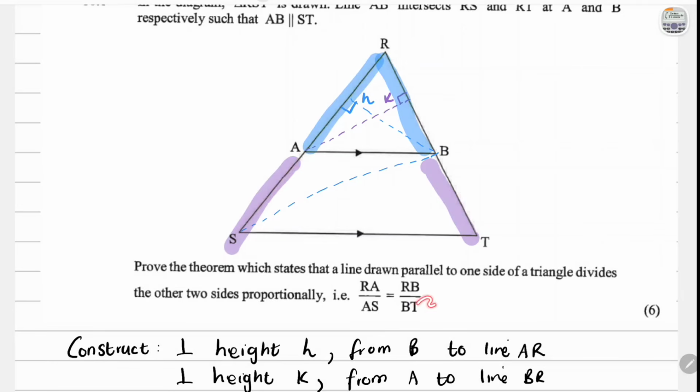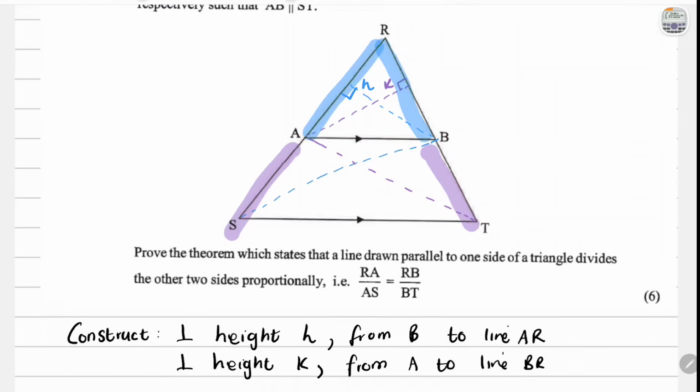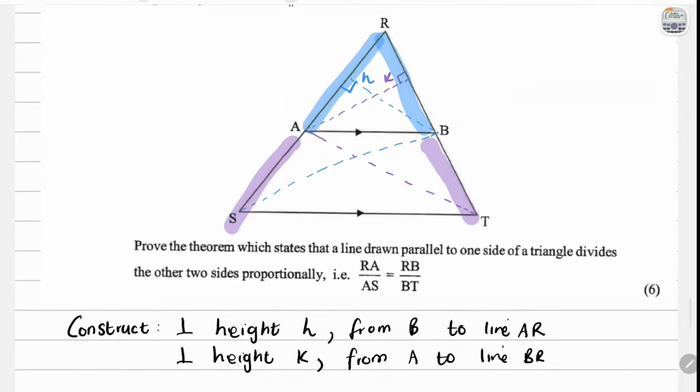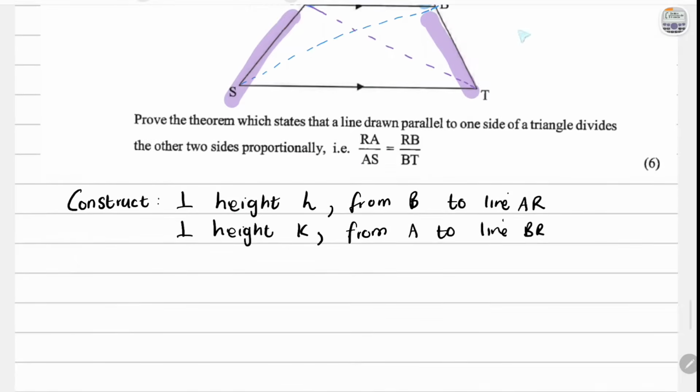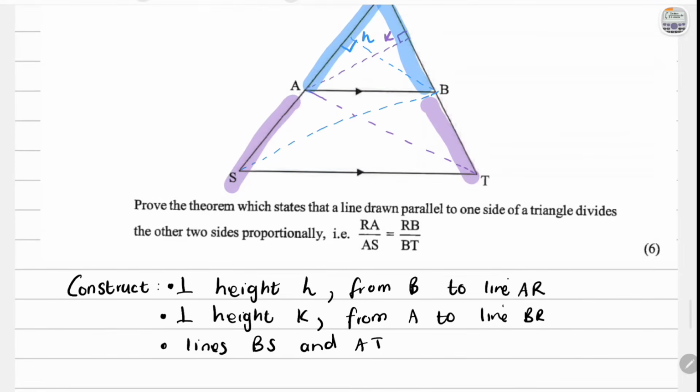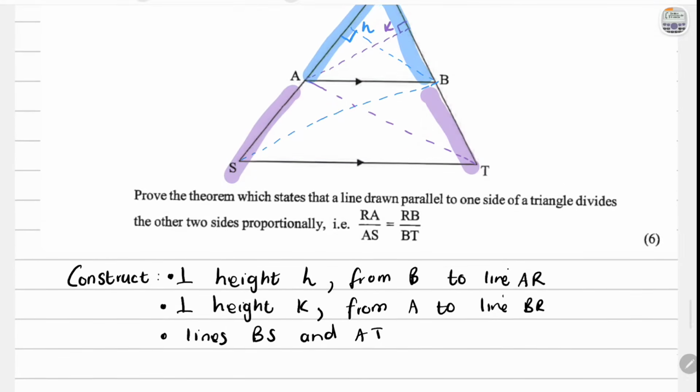Then we also need a triangle with a base BT. So how we can do that is by constructing a line from A to T. So line from A to T, and there we go. Now we have a triangle over there that's ABT with a base of BT. Okay, so we're also going to have to tell them about those constructions. Just construct line BS and AT. That's all. Okay, so we are done with constructing, and now let's get to the proof.